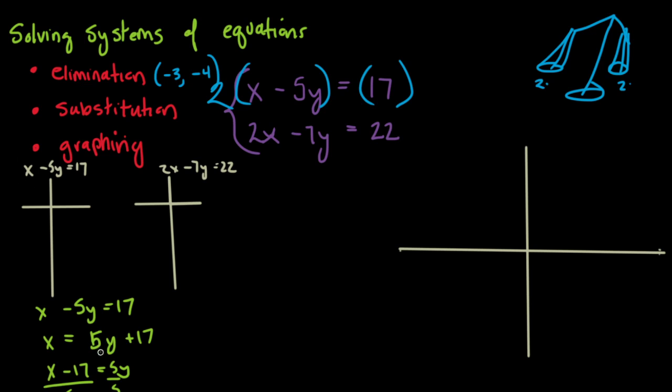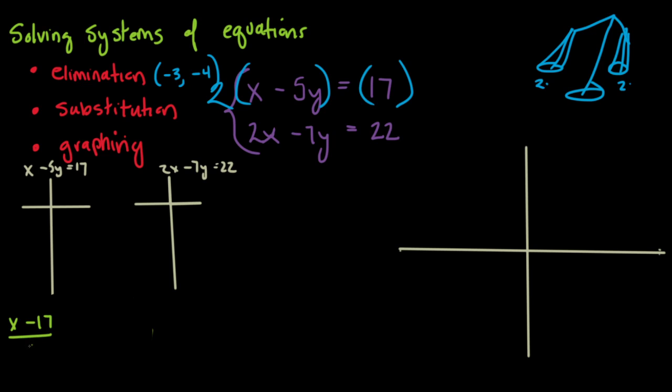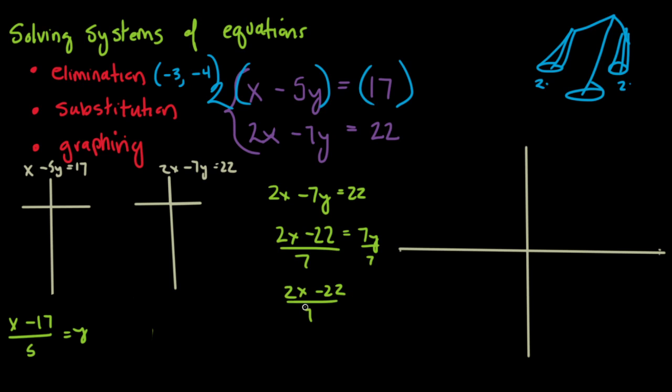Let's see, where should I put that? x minus 17 over 5 equals y. So I'll put that here. And our second equation, let's write it up here, is going to be the same thing as 2x minus 7y equals 22. I'm going to subtract and add oppositely, so it's 2x minus 22 equals 7y. Divide both sides by 7, and it's 2x minus 22, divided by 7, equals y.